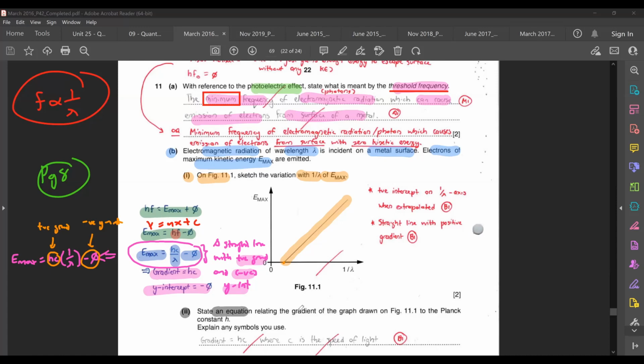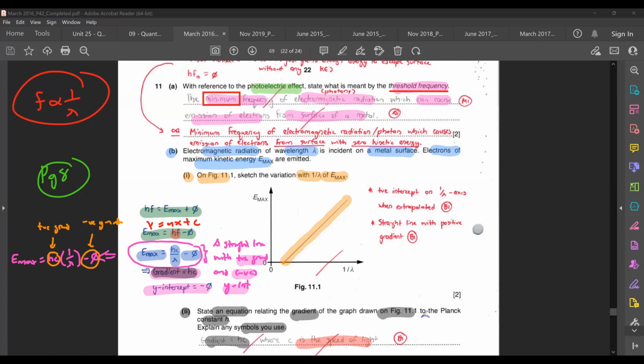So then you move on to the next part of your question. State an equation relating the gradient of your graph drawn in the figure to the Planck constant h. Explain any other symbols that you use. So this one, we already know that gradient is equal to your hc. So what other symbols have not been explained here? That one is your speed of light. So that is the answer for this question. Planck constant is already explained inside your question.